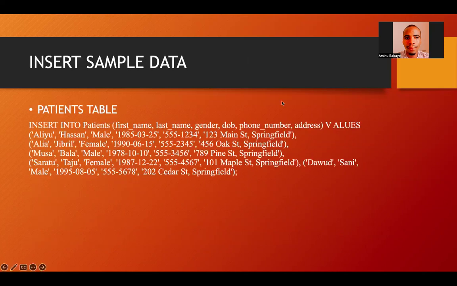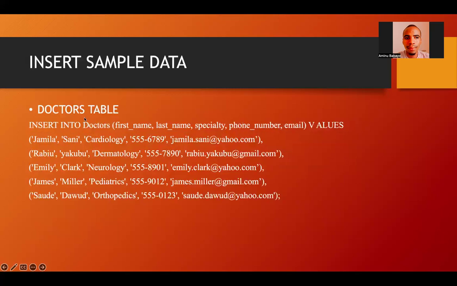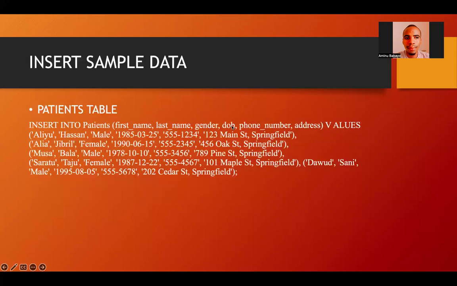So here is a sample of inserting sample data into the patient table. This is the query for inserting the sample data into the patient table, which we have: insert into patient. This will take first name, last name, gender, date of birth, phone number, and address. These are the fields there. And we have the values that are going to be inserted, 1, 2, 3, 4, 5, like 5 records. We have the first name here, Aliu Hassan, gender type of male, date of birth 1985. Here the phone number. We have the address here.